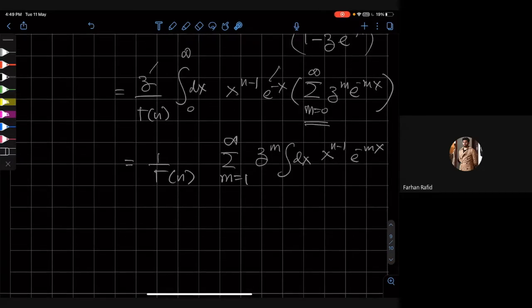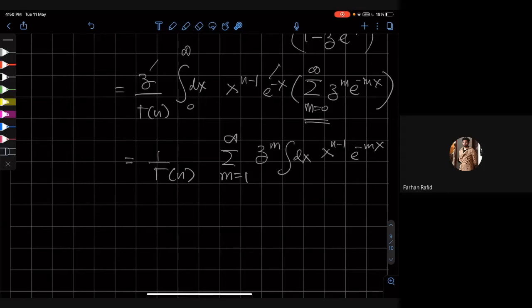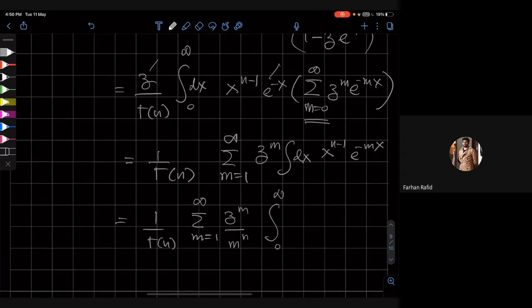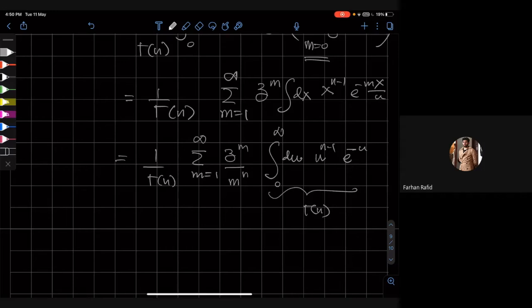Okay, so then what we can do is just another variable change, and that variable change is going to allow us to write this as the sum over m from 1 to infinity of z to the power m divided by m to the power n, and here the integral from 0 to infinity du u to the power n minus 1, e to the power minus u. So this is going to be u. This is my new variable. But this thing is nothing but gamma of n. And therefore, this thing and this thing cancel out. And therefore, we can write Gn of z as the sum over m equals 1 to infinity of z to the power m, over m to the power n.